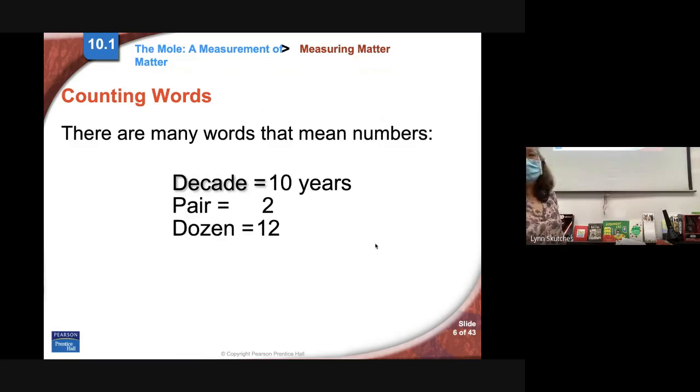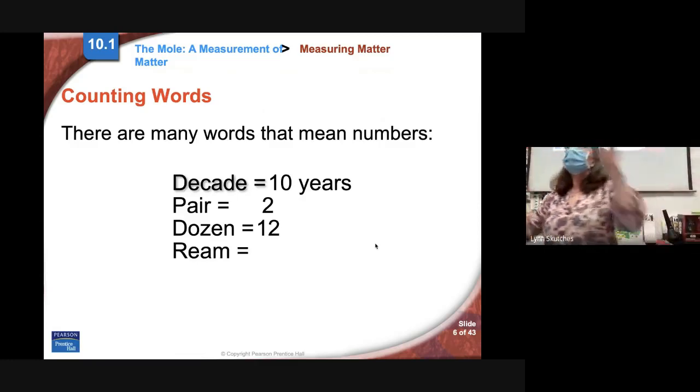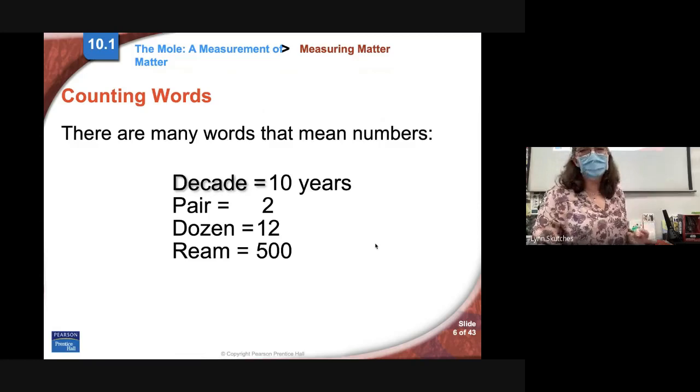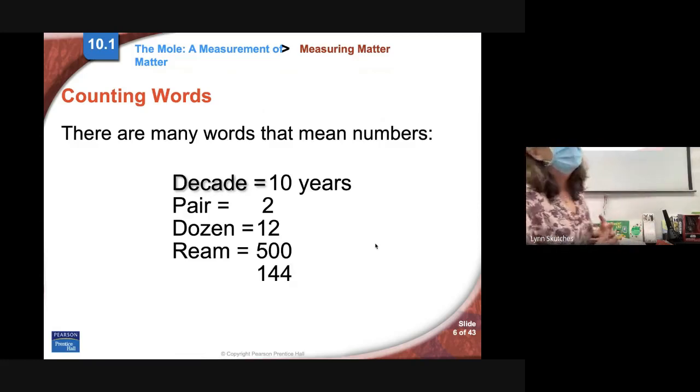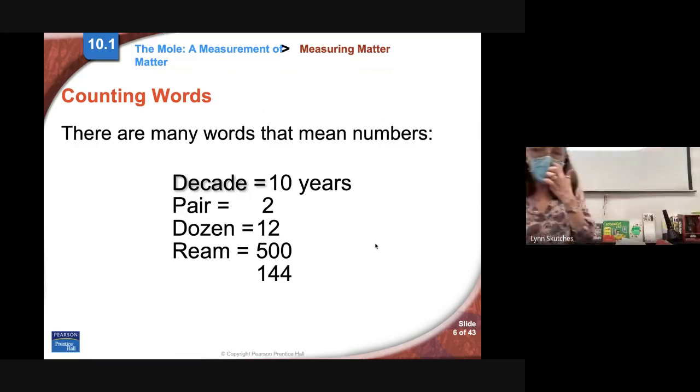12, we already know is a dozen. And then this one's kind of weird. It comes up on the video too. A ream of regular weight paper. Anybody know how many sheets of paper that is? Really important trivia. 500. Good job. Okay. And then no one's gotten this one yet. So congratulations on getting the ream. One other person did. 144. That's 12 squared. A dozen dozen. Anybody know what that's called?